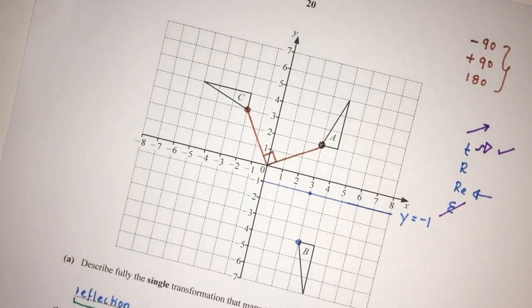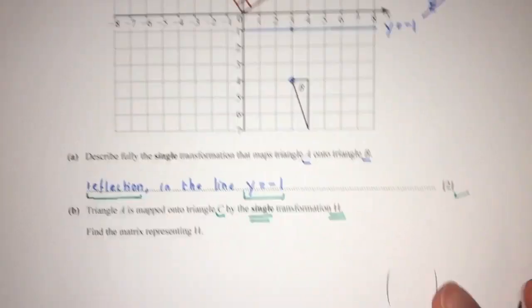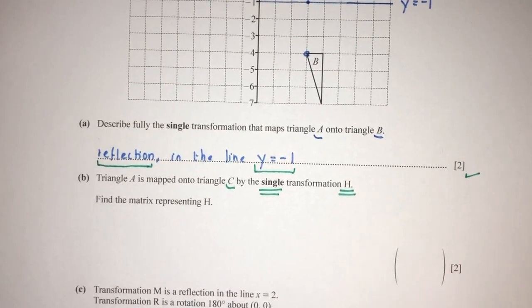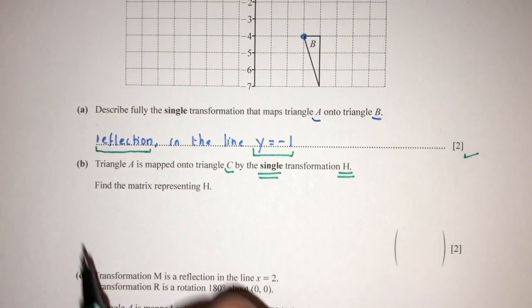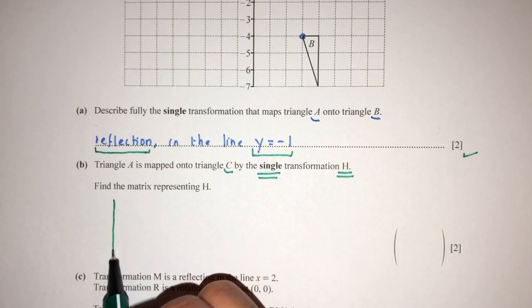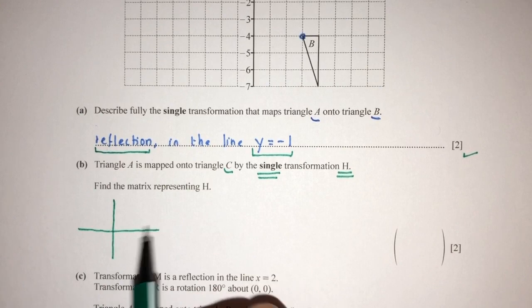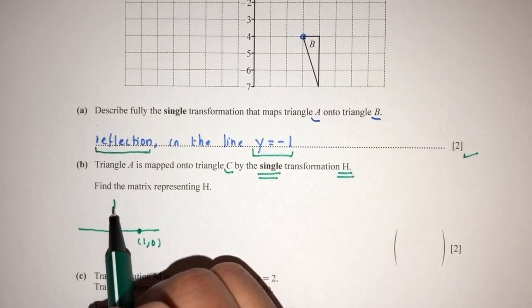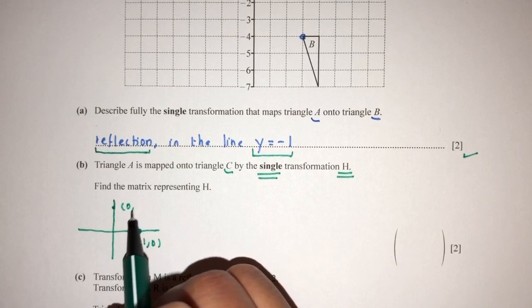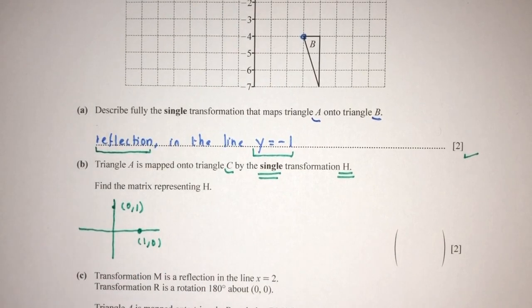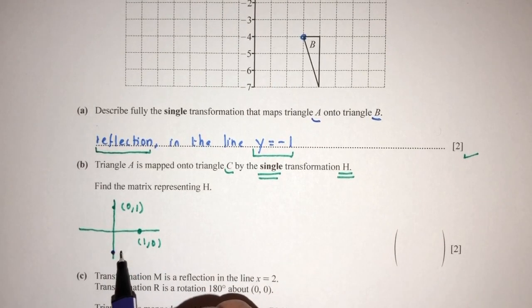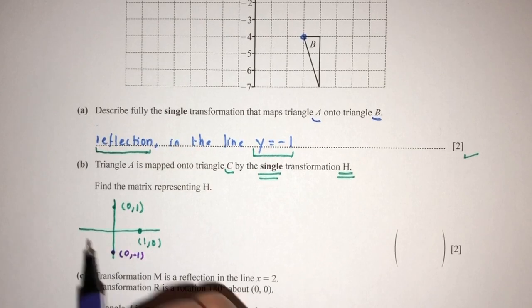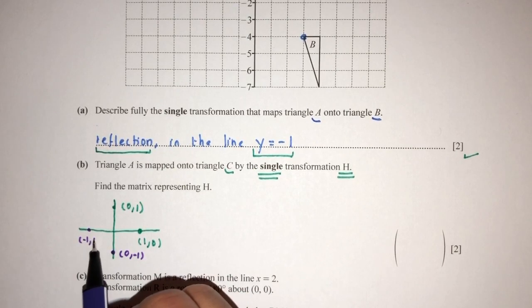Right. Now, how would you find the matrix? As we have seen before, we use the same method as always, which is by drawing the axis. The first point we'll look at is 1, 0. And that is the other one. This is 0, 1. But of course, we have to do those ones as well, which is 0, minus 1. And then here we have minus 1, 0.